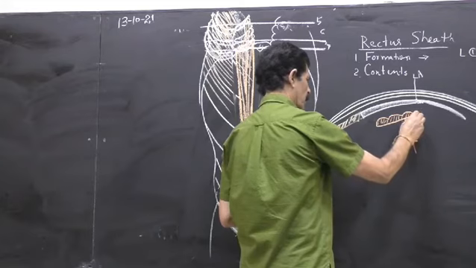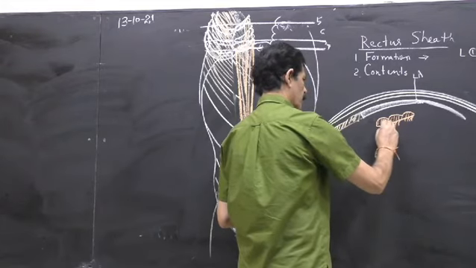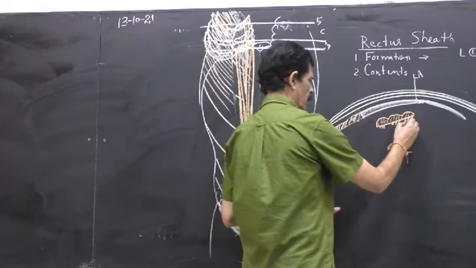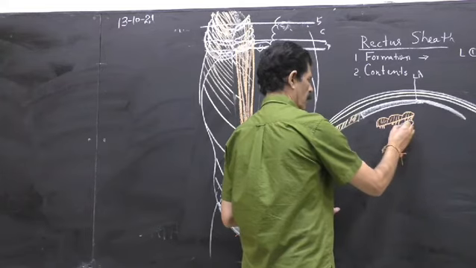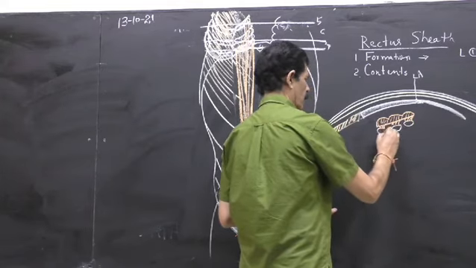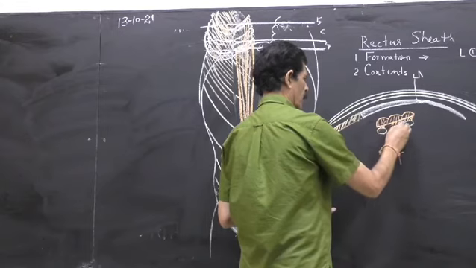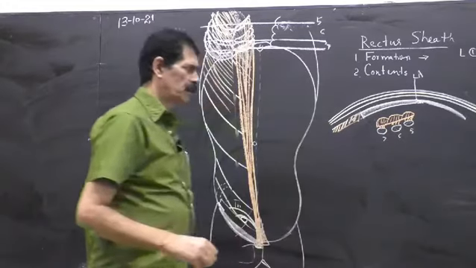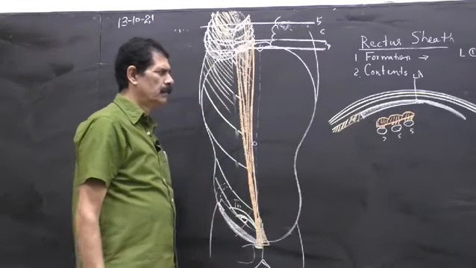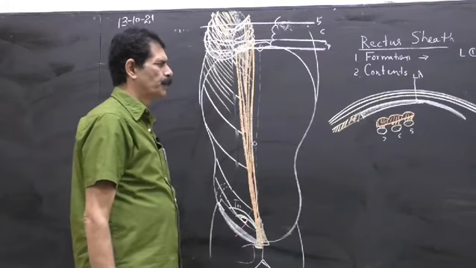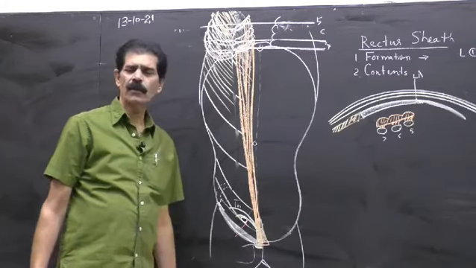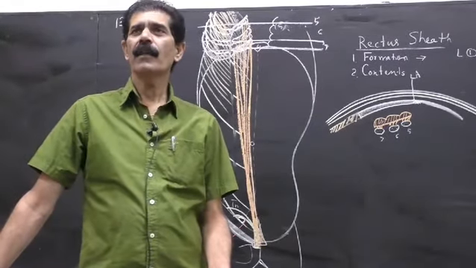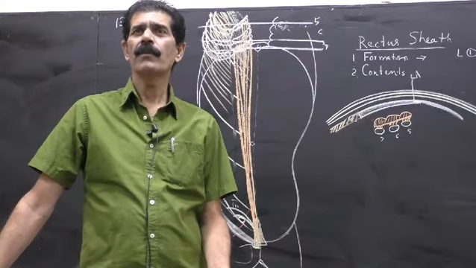And this muscle is inserting over the costal cartilage. Okay, so this is the picture you see above this level. So here the anterior wall of the rectus sheath is formed only by the aponeurosis of the external oblique.